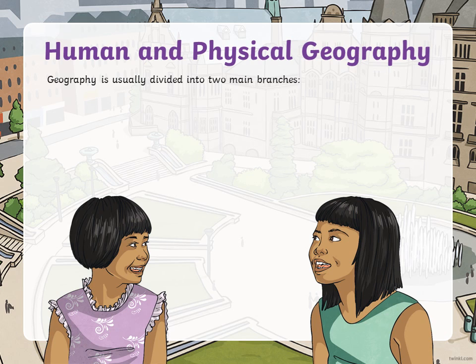So, human and physical geography. We did this quite a little bit when it came to space in our space topic, and we did the two categories about what is considered human geography and what is considered physical geography. Have a little pause and take your mind back, see if you can remember, as it is usually divided into these two main branches. Have a think, cast your mind back, what we did when we turned it into the two categories of human and physical geography. Do you remember?